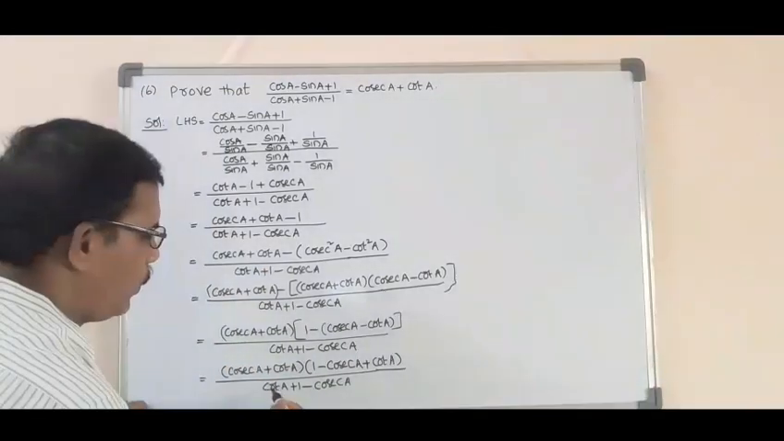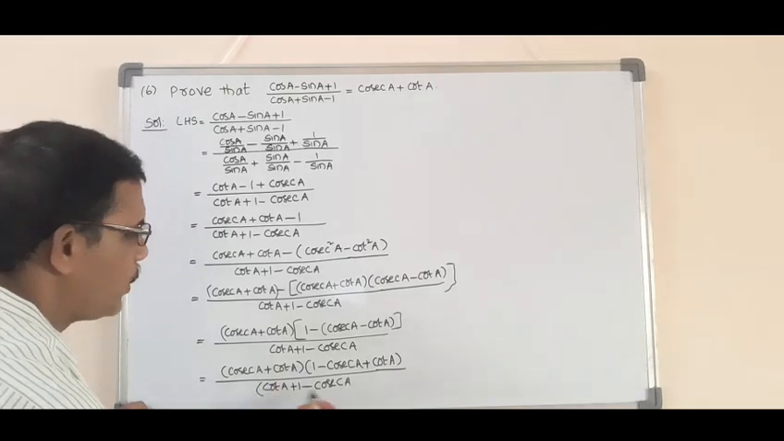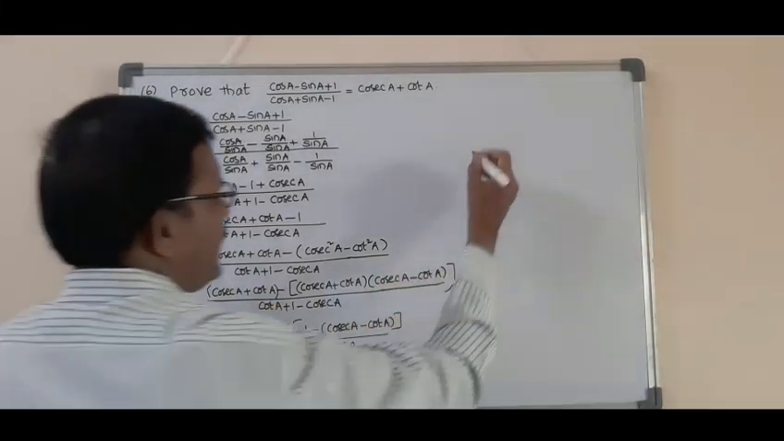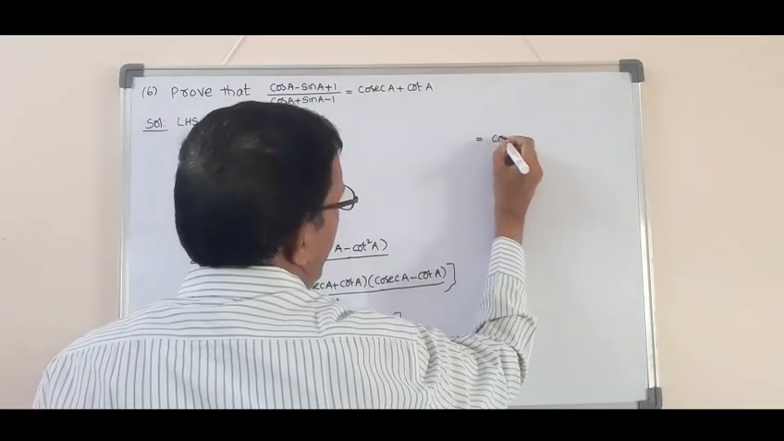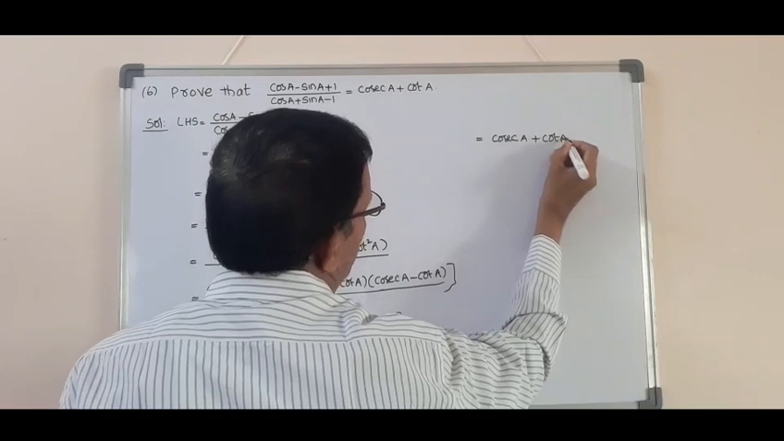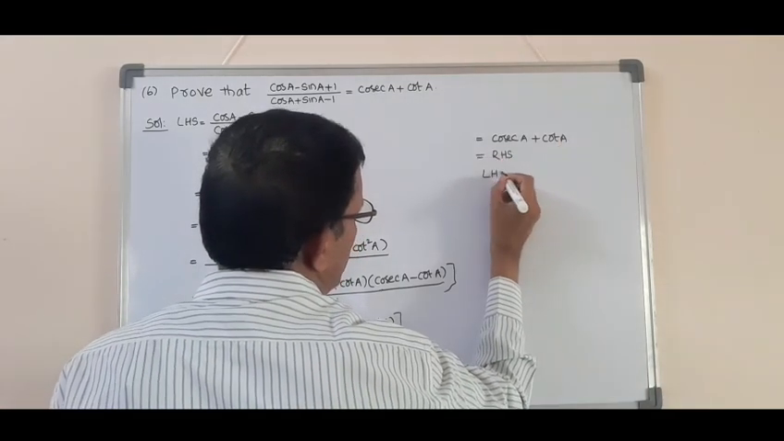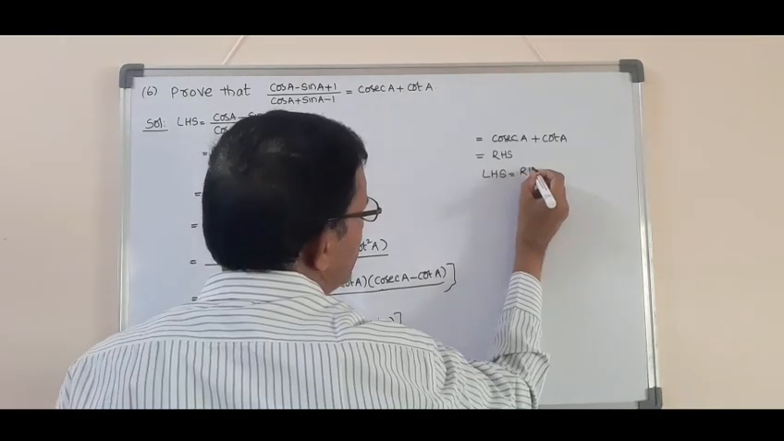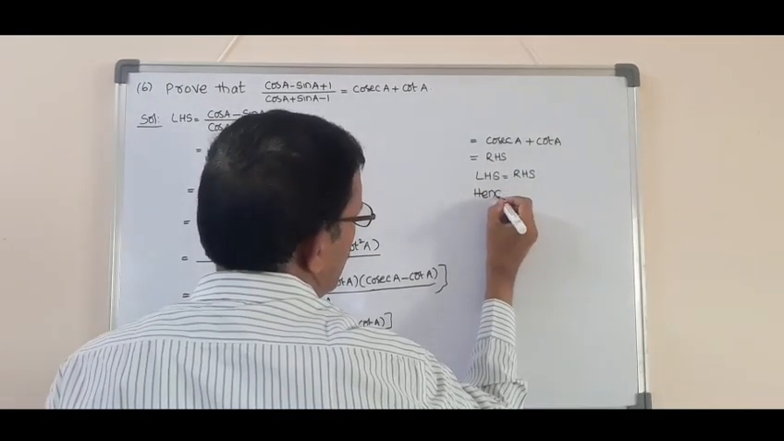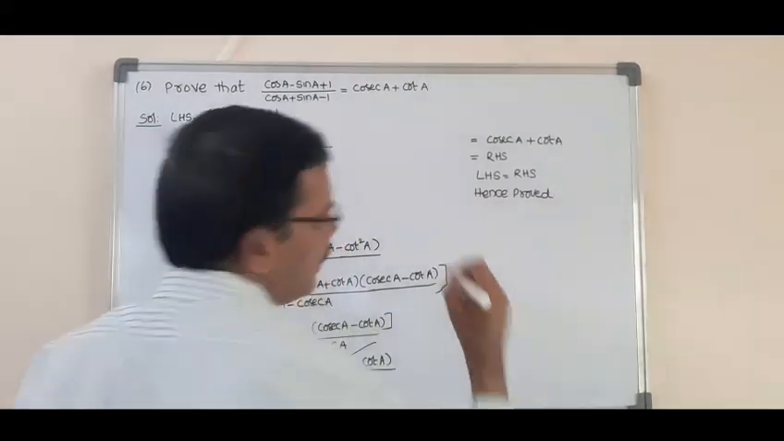See it now, 1 minus cosec A plus cot A, 1 minus cosec A plus cot A. So these two are same. So this one will get cancelled. That is equal to cosec A plus cot A, that is RHS. LHS is equal to RHS. Hence proved.